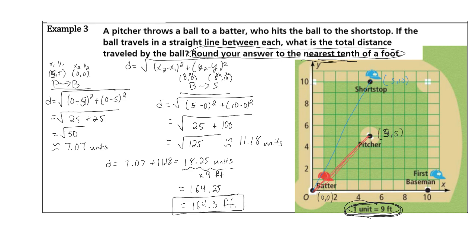So that's a real world example. That's why you have to be careful about this unit: 1 unit equaled 9 feet. But most of the time, if you're finding distance, you're just going to use these parts right here. All right, guys, that's the end of the notes. If you have any questions, let me know.